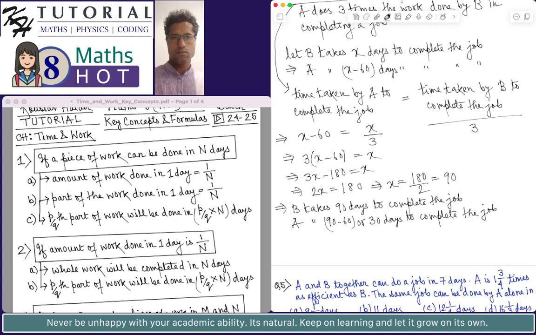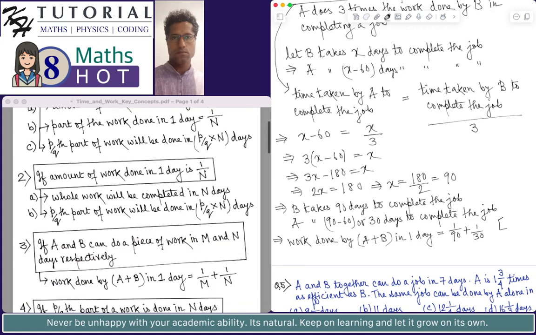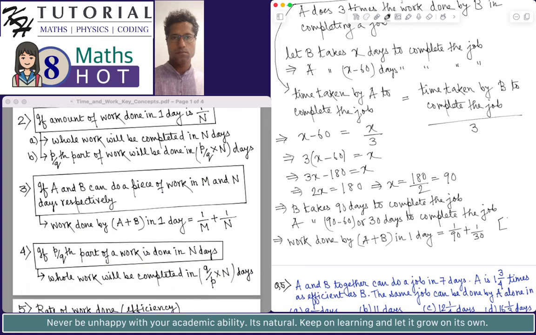Now this implies what will be the work done by A plus B in one day. Work done by A plus B, that is when both A and B are working together, in one day will be equal to 1 by 90 plus 1 by 30. This is applying the concept number 3.